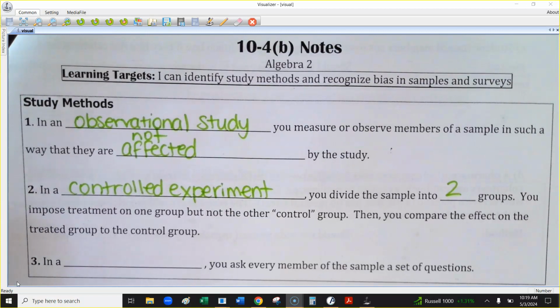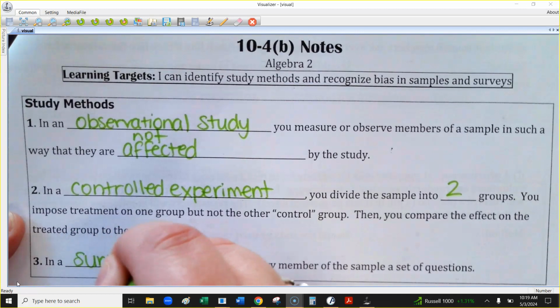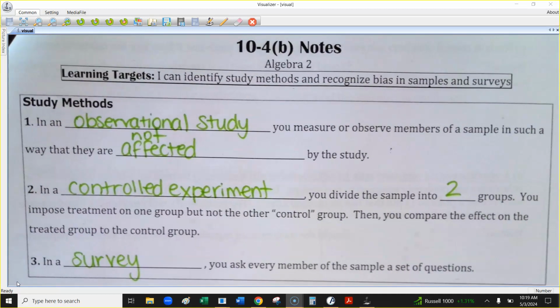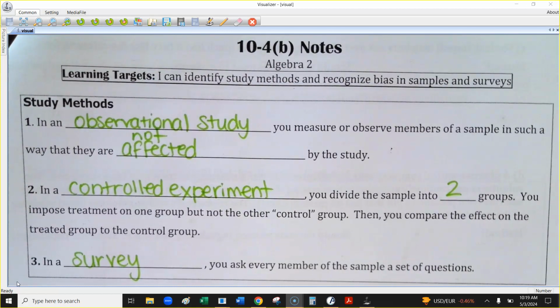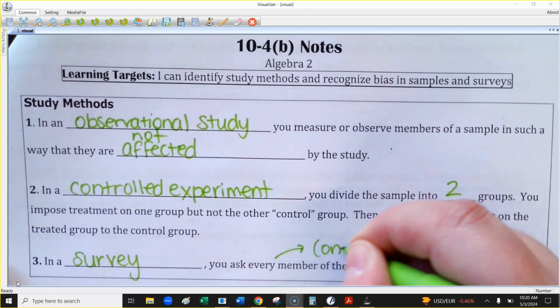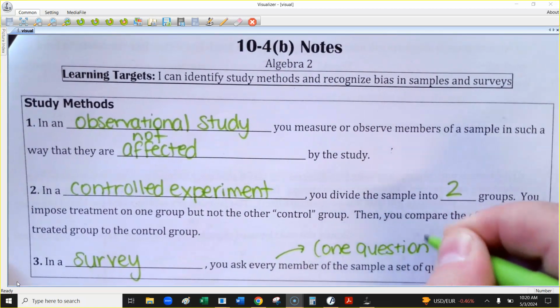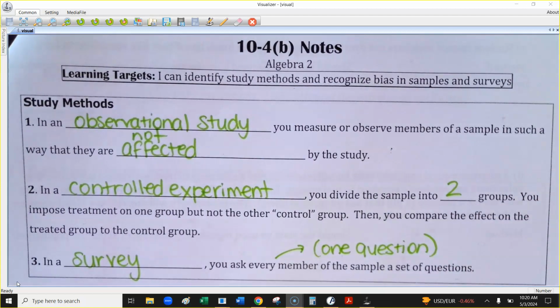And then the last one is a survey. So in a survey, you ask every member of your sample a set of questions. And a survey, just to note, this could be just one question. It could be 30 questions, but even just one question could be considered a survey. So you're asking people for their response or their opinion.